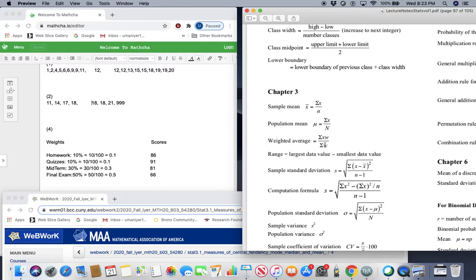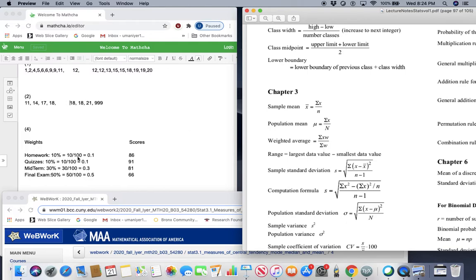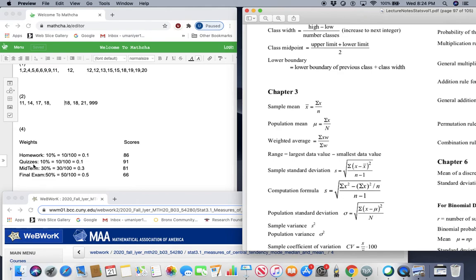So w is the weight. So the weights are 10% for homework, 10% for quiz, 30% for midterm, 50% for final exam. 10% means 10 over 100, which is 0.1. 30% is 30 over 100, 0.3. 50% is 50 over 100, 0.5. All right. Scores. In homework, the student has scored 86. In quizzes, 91. In the midterm, 81. In the final, 66.